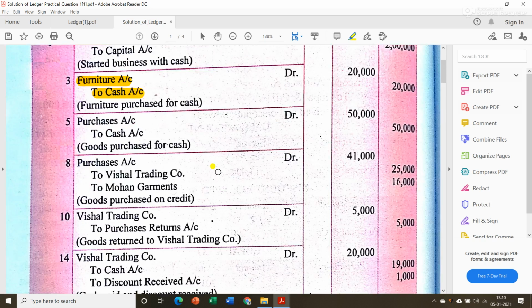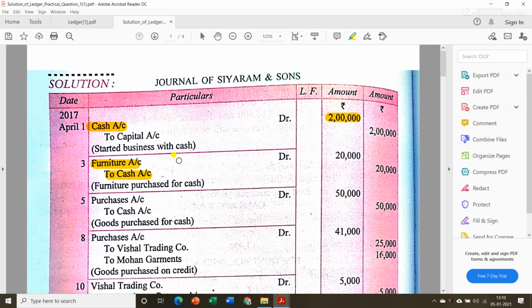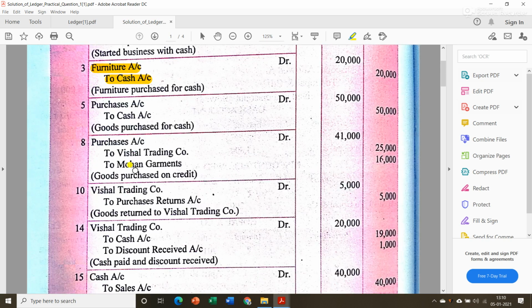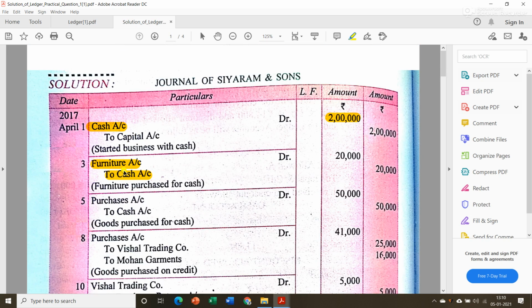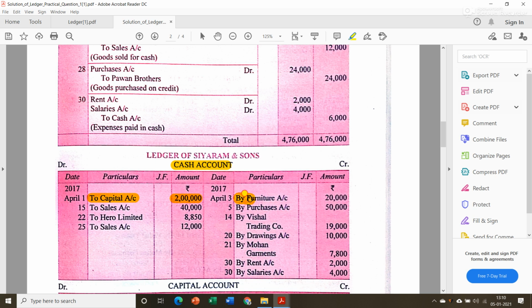Then after doing that, we have next to cash account, but in our previous transaction we have already prepared cash account. So what we will do is that we will not prepare cash account again, but in the cash account that we have already prepared earlier, we will write by furniture account on credit side in here. By furniture account rupees 20,000. Don't forget to write the date.